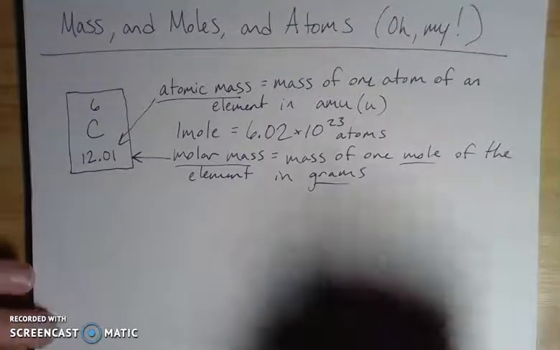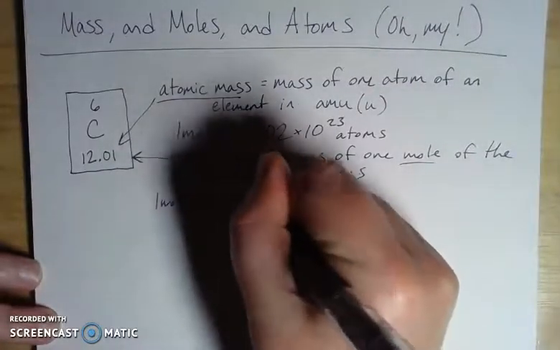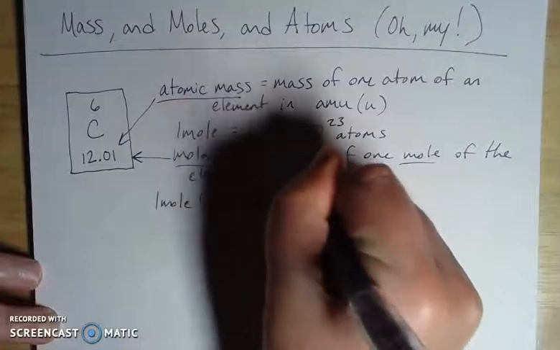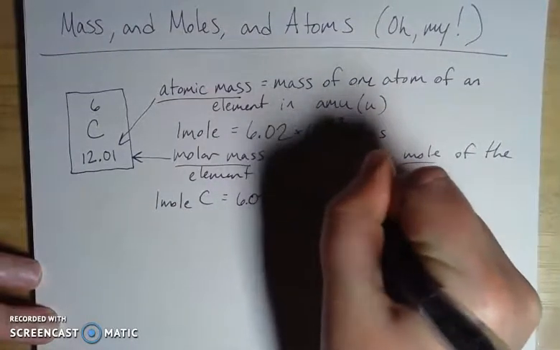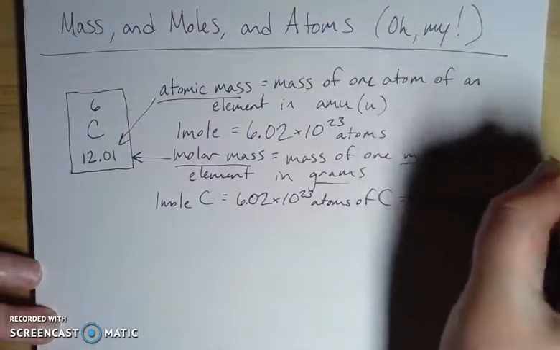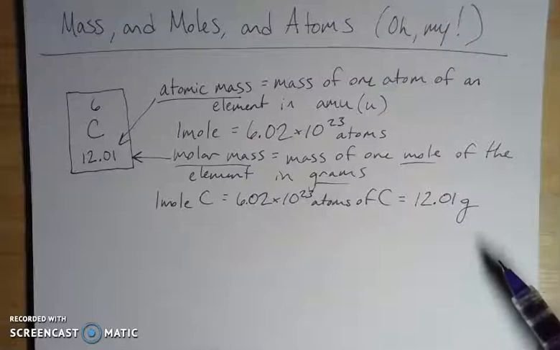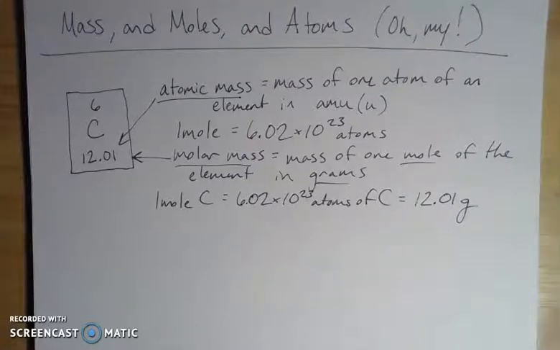So if I'm thinking about my carbon here, then 1 mole of carbon is 6.02 times 10 to the 23rd atoms of carbon, which is equal to 12.01 grams. Okay, kind of wacky, because if you picture 12.01 grams, that's not that much. If you measure it out on a balance, then that is not that large of a mass, and it has 6.02 times 10 to the 23rd atoms of carbon in it. Very cool, much more useful.